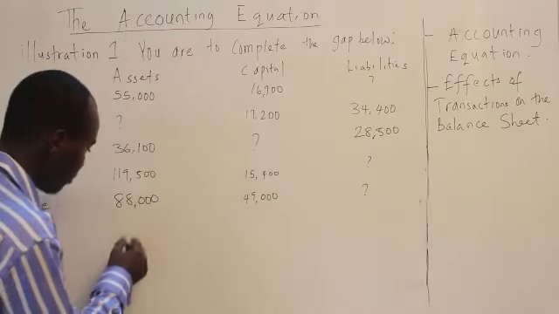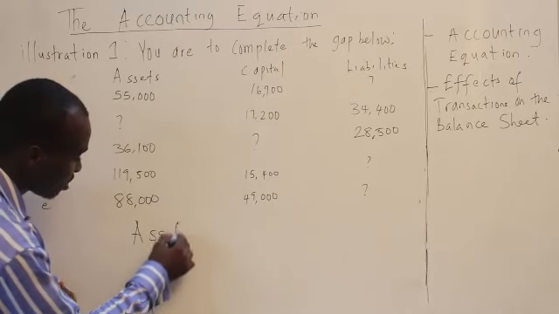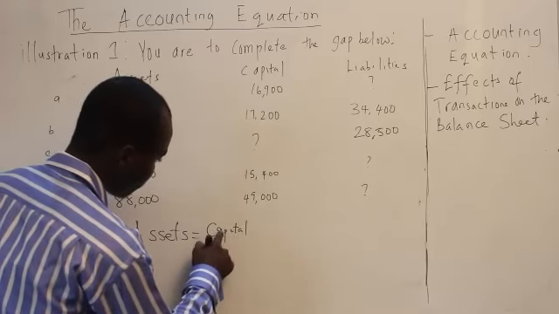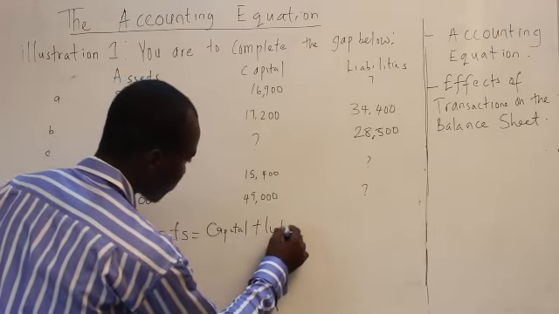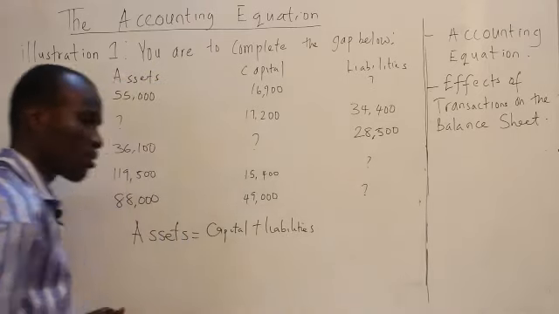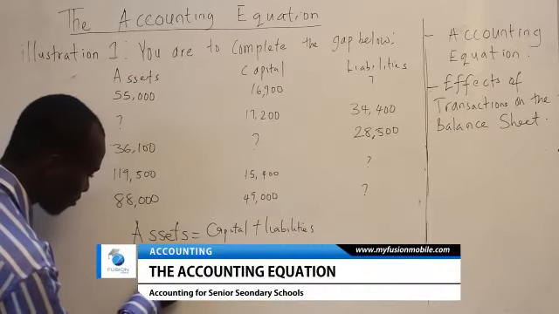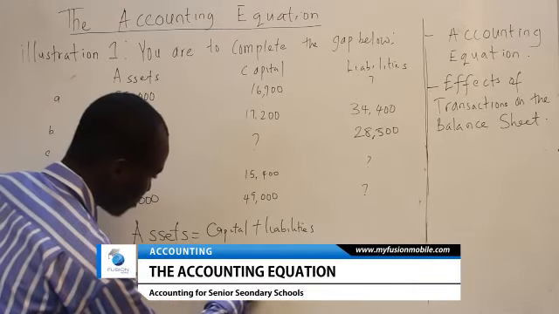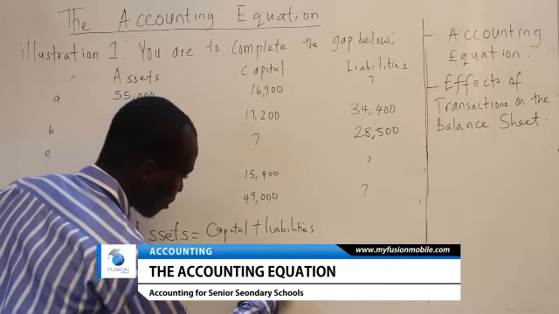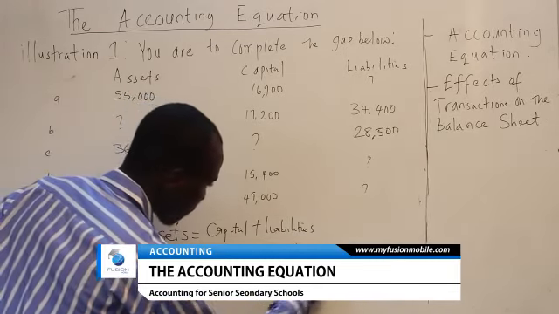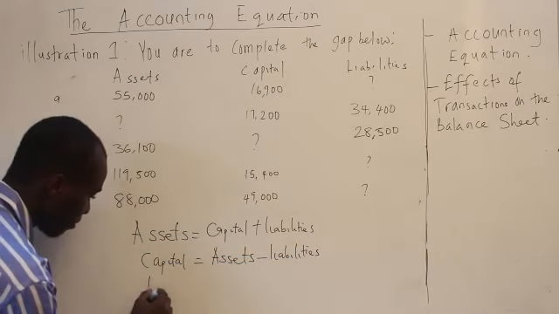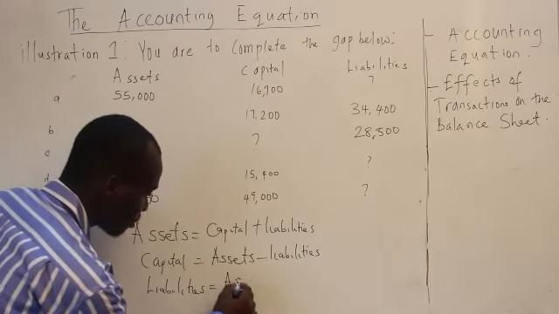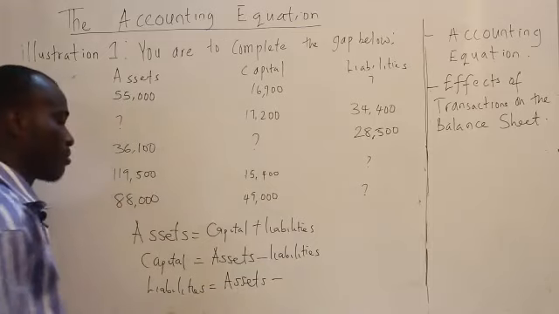Generally, accounting equation is the resources of the business, which is the asset, equals the capital plus liabilities, or capital equals the assets, the resource of the business, minus liabilities. Also, liabilities equal assets minus capital.